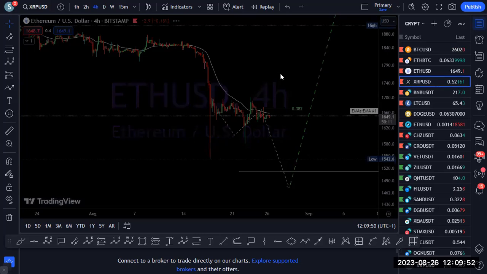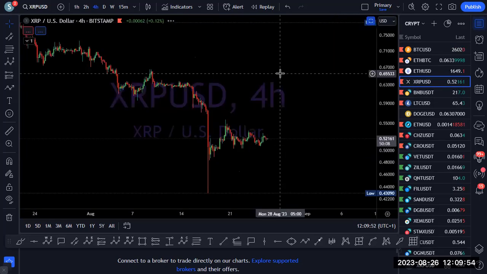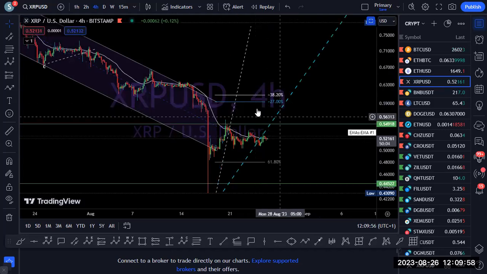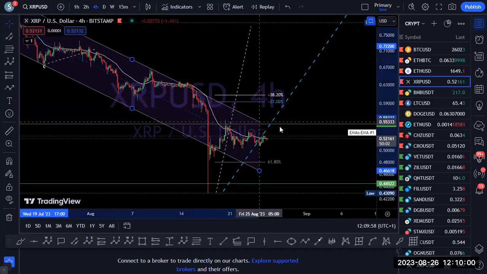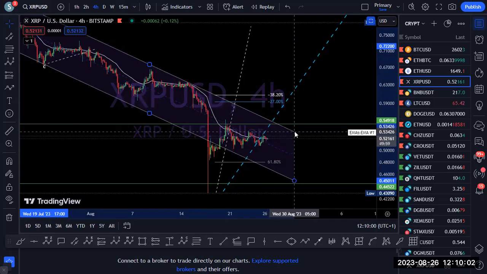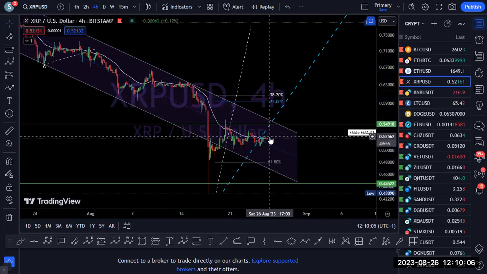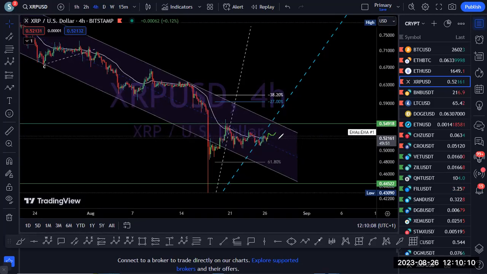XRP. The same situation. We are looking to know what will happen. The drop is still possible before going up. So it's cause for caution.